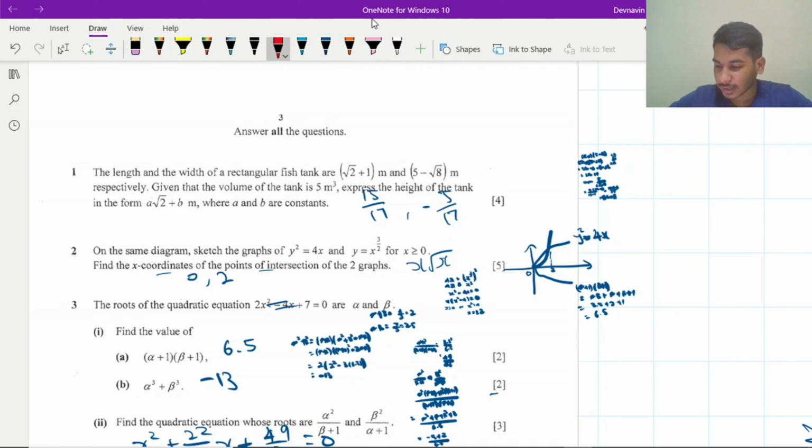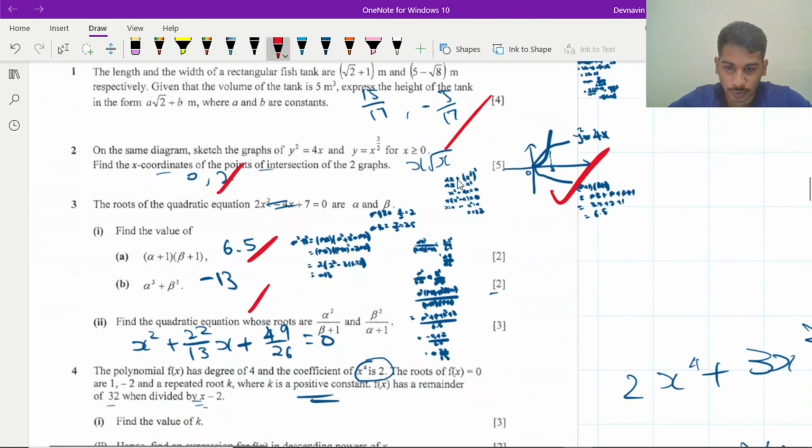First one, 15 over 17 squared 2 minus 5 over 17. There we go, perfect. Okay, next one. We're going to have a graph like this. There we go, and this. Perfect. Yeah, 0, 2, and negative 2 is rejected. Okay, find what is... 3IA is 6.5, negative 13, good. And then, good, going good till now.